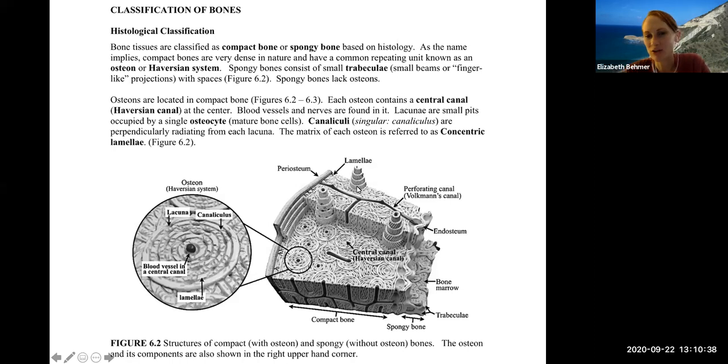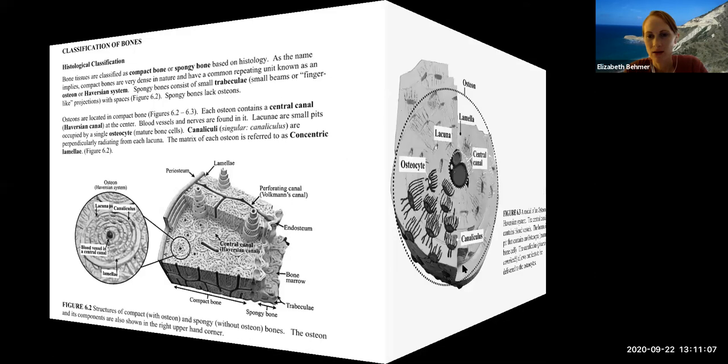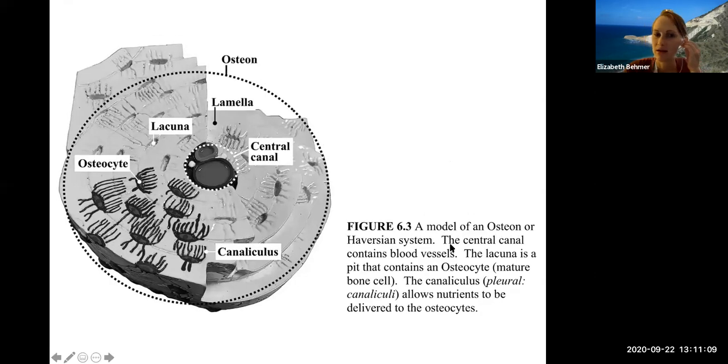I think that's all. This model just shows how the lamella are, if you take out the lamella and expand it in an osteon. The periosteum is the outermost covering of the bone. So this is periosteum. And the endosteum is the deep or innermost covering of that compact bone within the bone itself. And this is the osteon or the Haversian system.